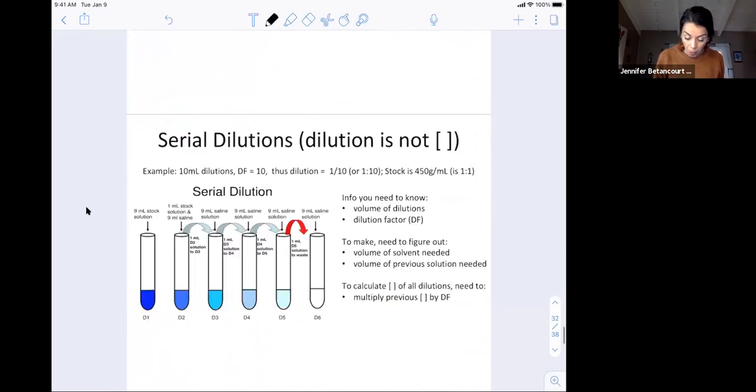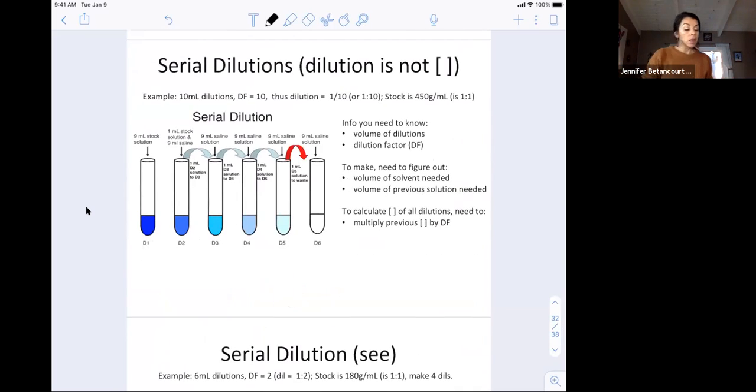All right, last but not least, serial dilutions. I'm not going to go into great depth with this, but I'm going to describe what a dilution is and how that's different than concentration. And then I'm going to provide you with just a background on how you would do a dilution.